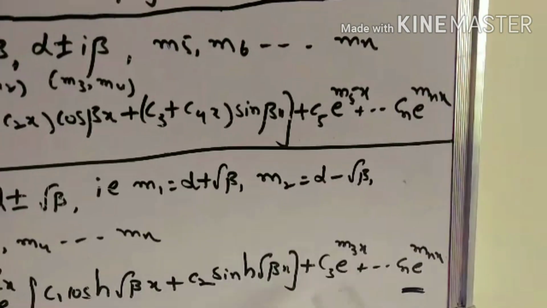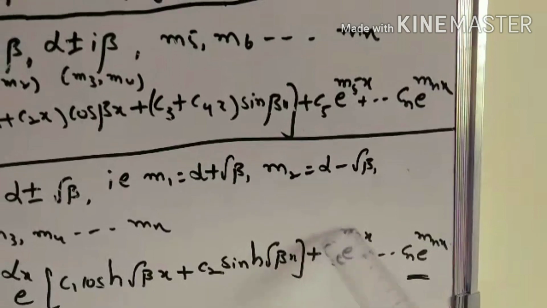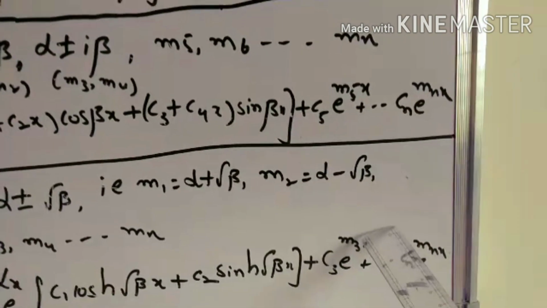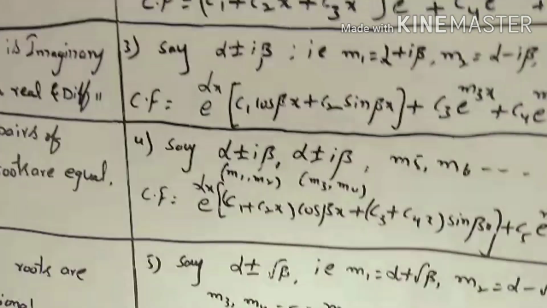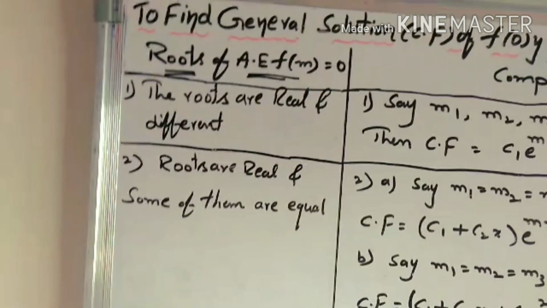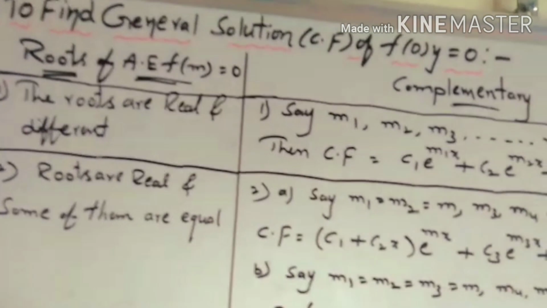And the rest of them are real and different, that is c3 e to the power of m3 x plus c4 e to the power of m4 x, like this, and so on, cn e to the power of mn x. So this is the solution for a homogeneous linear differential equation of nth order.